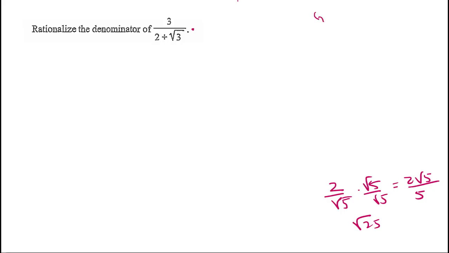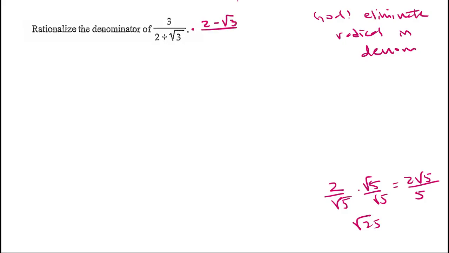So again, the goal here is to eliminate the radical in the denominator. So we're going to multiply by the conjugate, so that'll be 2 minus radical 3, and then 2 minus radical 3. Again, I'll do my scratch work here. So we have 3 times 2 minus radical 3, and then 2 plus radical 3 times 2 minus radical 3.